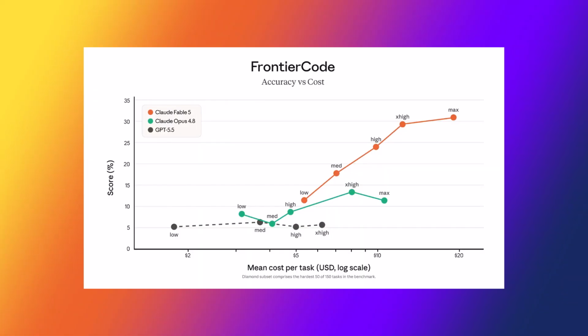Claude Fable 5 is powerful, yes, but it's not cheap. It's not at all. According to Anthropic official pricing, Claude Fable 5 costs $10 per million input tokens and $50 per million output tokens. Now, if you compare that to Claude Opus 4.8, Opus 4.8 is just $5 per million input tokens and $25 per million output tokens. So basically, Fable 5 is around double the API price of Opus 4.8.